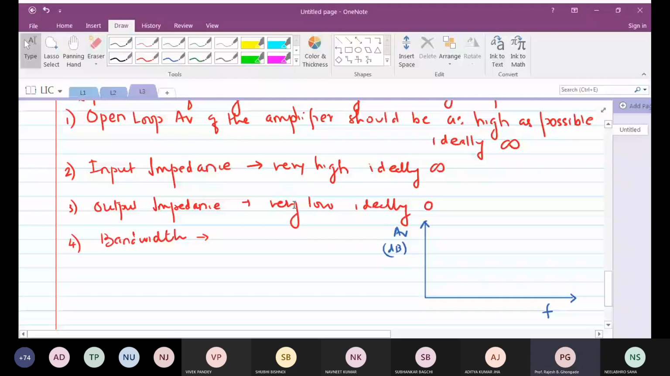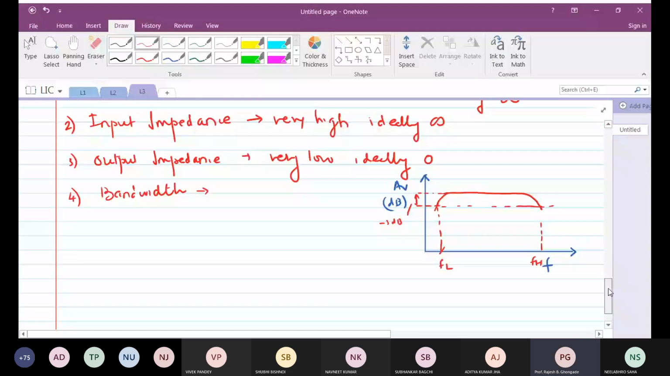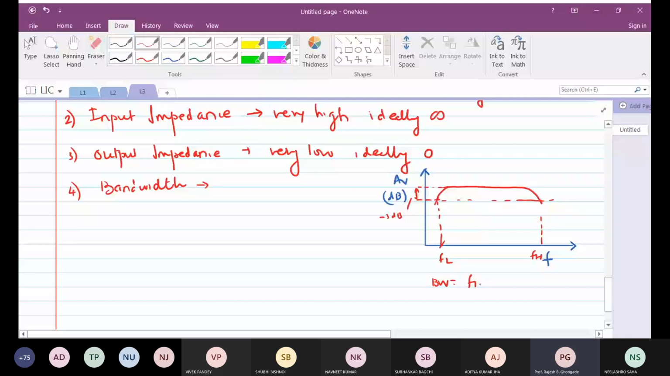Okay, so the bandwidth we have already seen. We have plotted the bandwidth, and it was looking like this. So you come down 3 dB. I've told you that minus 3 dB from this, and what you get is the bandwidth. This is FL. This is FH. And the bandwidth is given as FH minus FL. If you remember, guys, do you remember this?